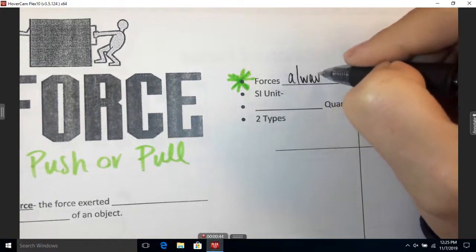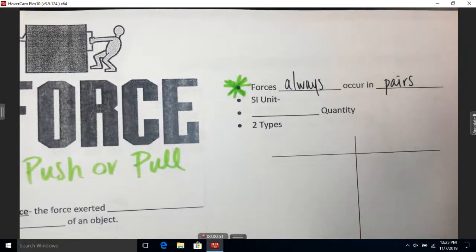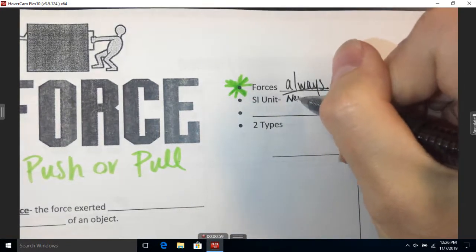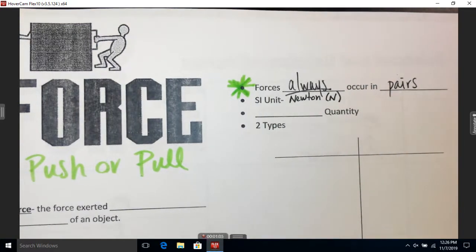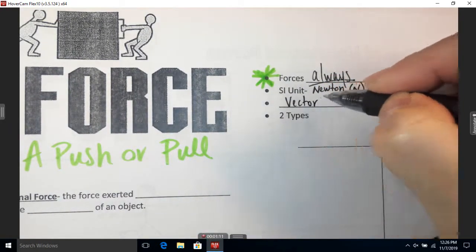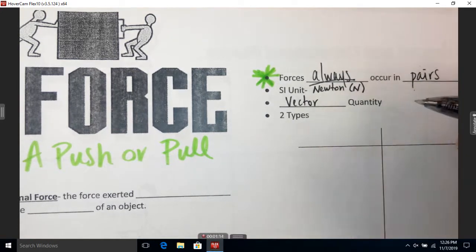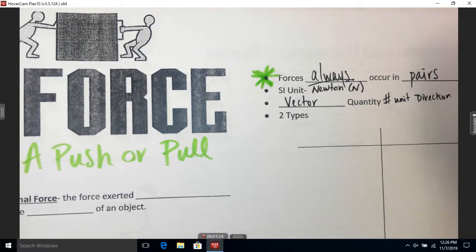Forces always occur in pairs. We have an SI unit called the Newton. The abbreviation is a capital N. And force is a vector quantity, so what does that mean we have to have? It has to have a direction with it. So it's going to be a number, a unit, and a direction. So how many points would those be worth? 3.